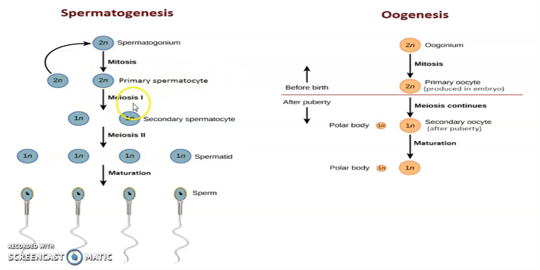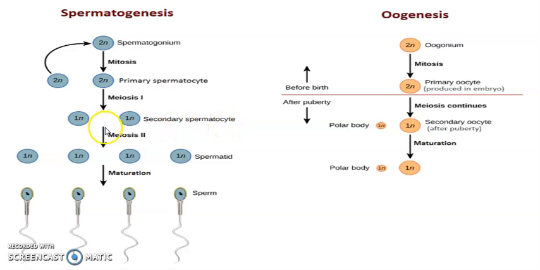This is the meiosis 1. As a result of meiosis 1, as I said, it is a reduction division, so the number of chromosomes is reduced to half. Two cells are formed, both contain half the number of chromosomes. Both are haploid. So I show you one N, I will show the haploid.